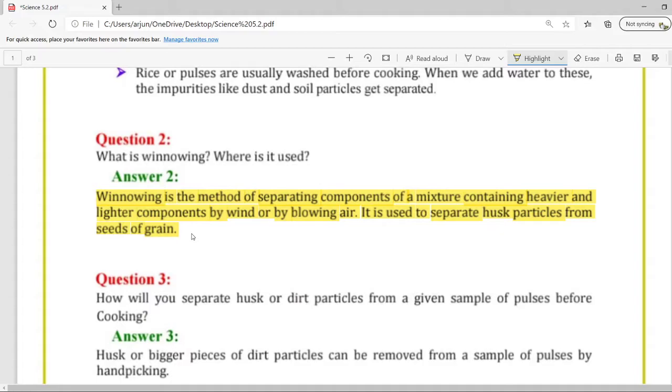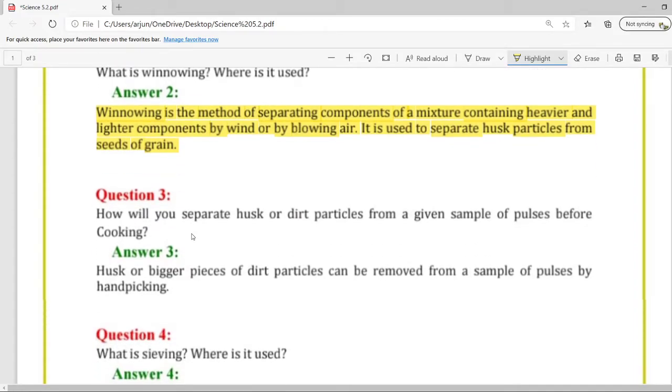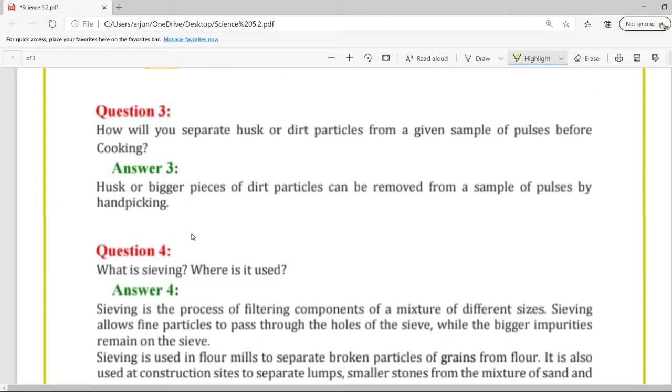The overview: winnowing is the method of separating components of a mixture containing heavier and lighter components. When in a substance there is a mixture of heavier and lighter components, winnowing can be used. And wind is used for the winnowing. And the example is separating husk particles from the seed of grain. Moving further, question number 3.